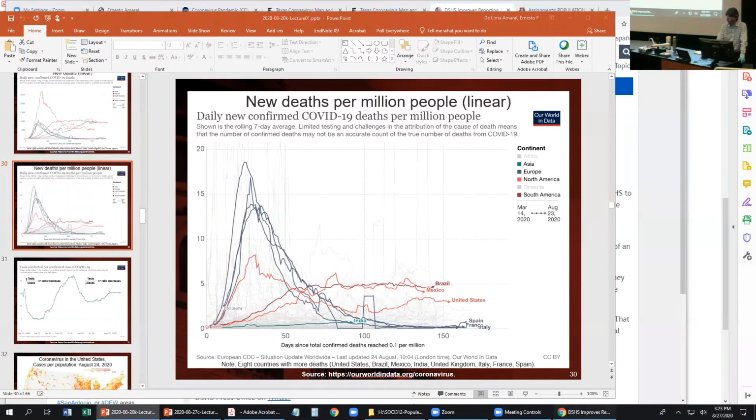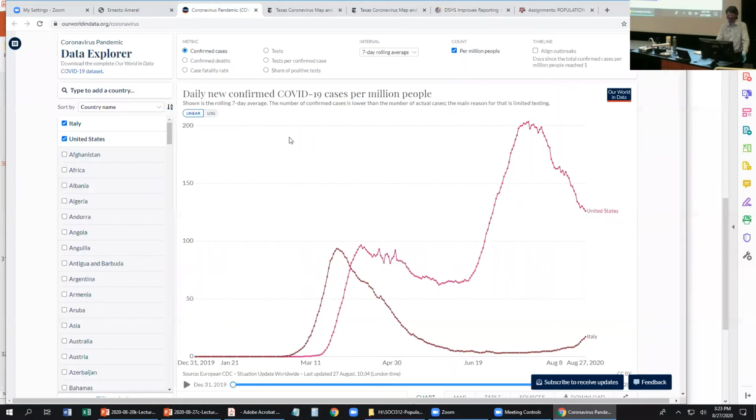This data that I got from Our World in Data compares countries. You can just go to this website here and play a little bit with the data. Like here, for example, I'm just comparing Italy and the US, using linear scale, which is easier to understand, confirmed cases per million people. So this is the rate of cases of COVID-19. Rate, because the denominator of this indicator is the population of the US and Italy.